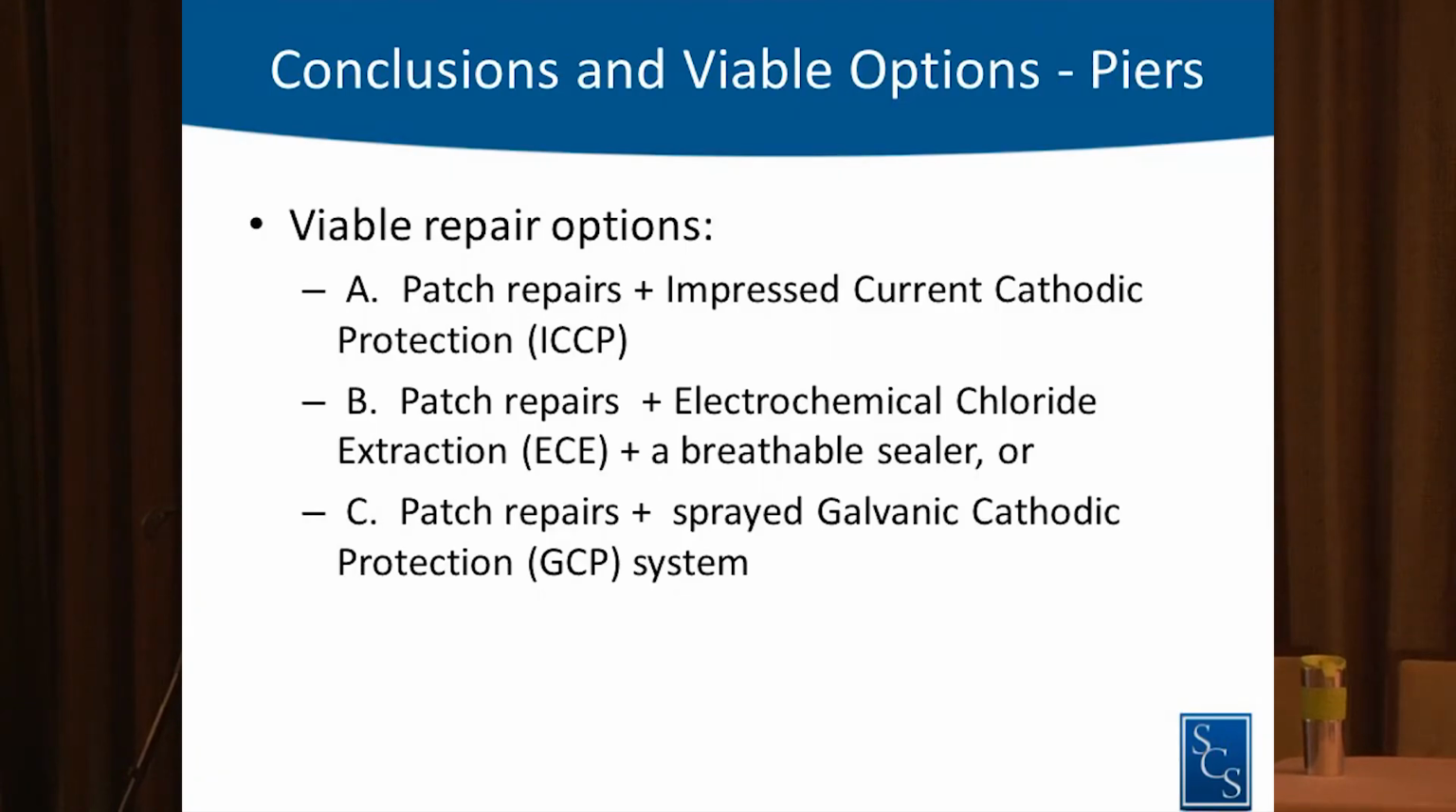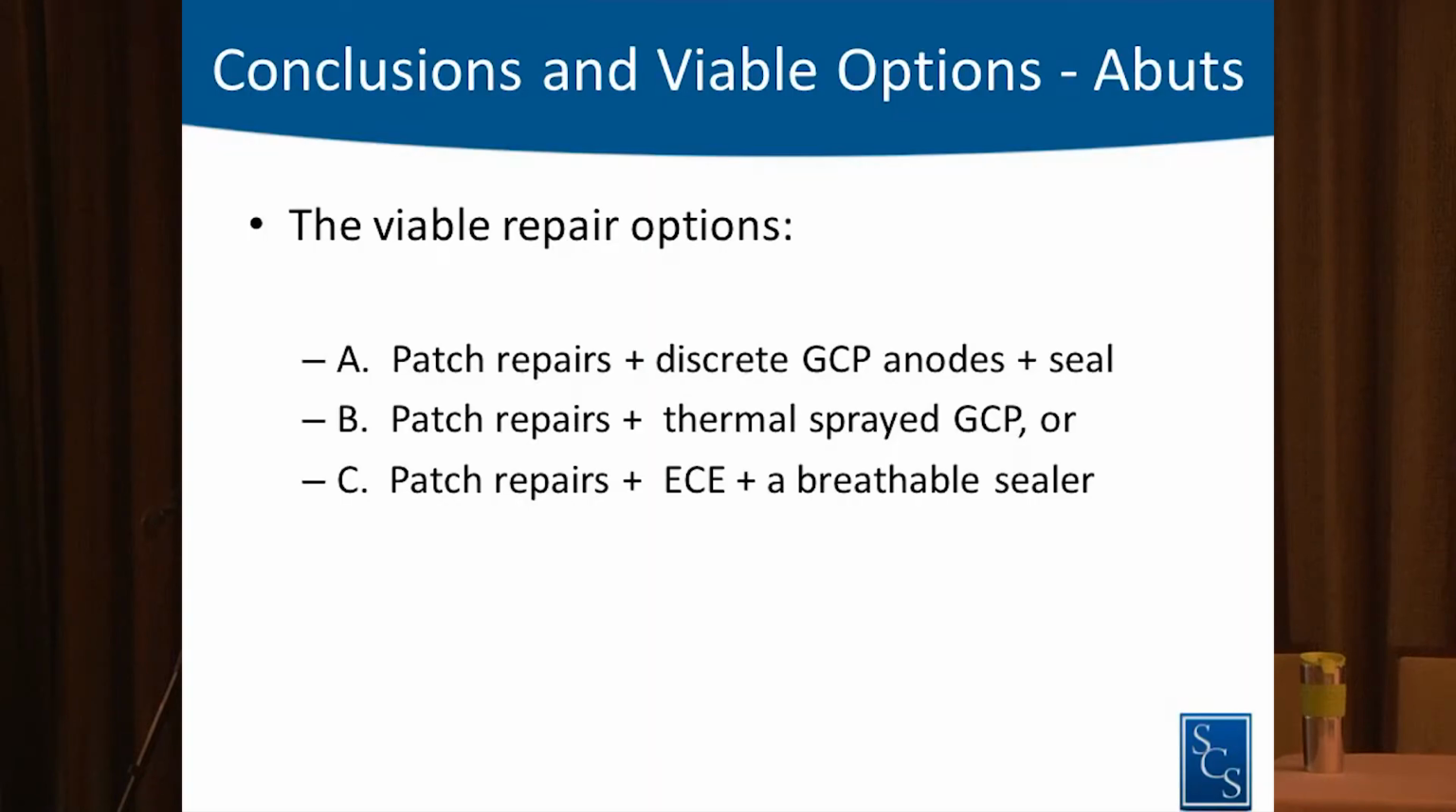And so we looked at different options for the piers as well as the abutments: impressed current or ECE, or global anode, right? Galvanic anode systems. And for the abutments, we primarily looked at ECE or discrete anode.